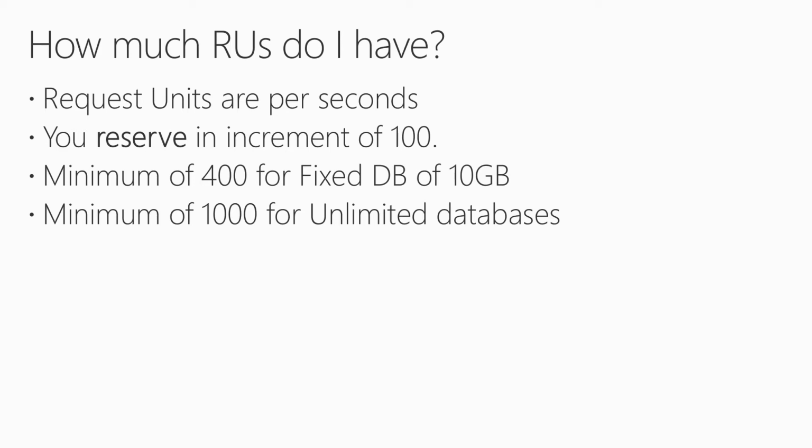Cosmos DB account. The bare minimum of RUs per second is 400 for a fixed 10 GB database, 1000 for a database of unlimited size. You can reserve more RUs instead of 100. I will not go into pricing since this changes more often than not. What is more important is figuring out how many RUs a request is using so that you can plan around it.